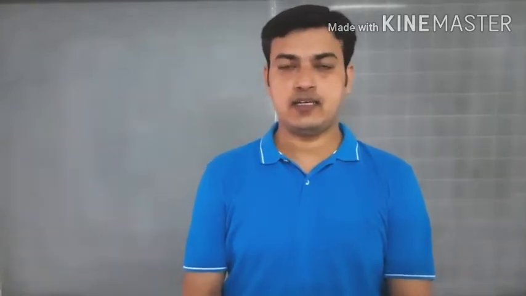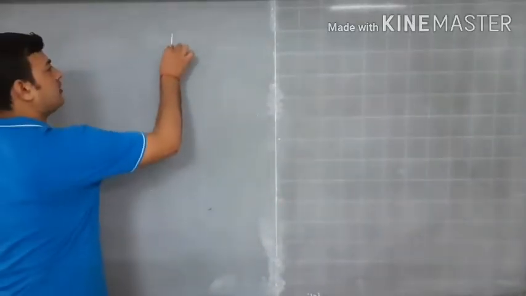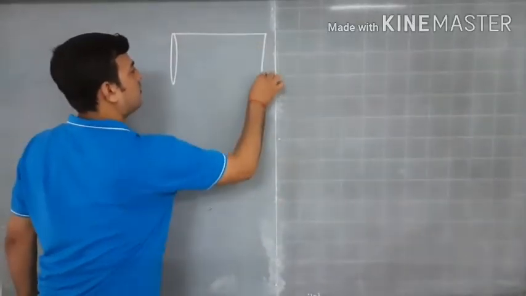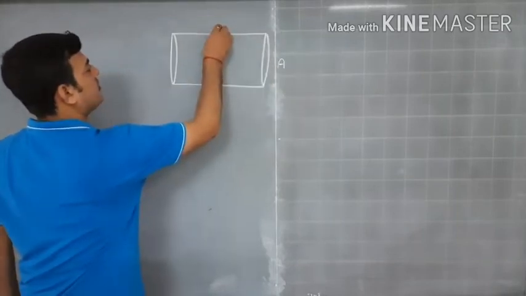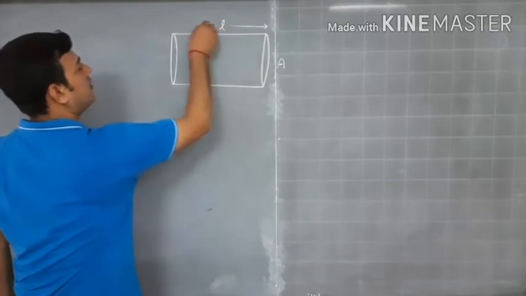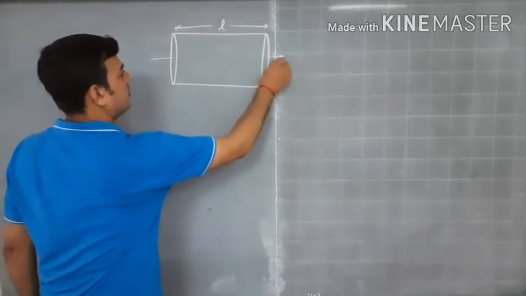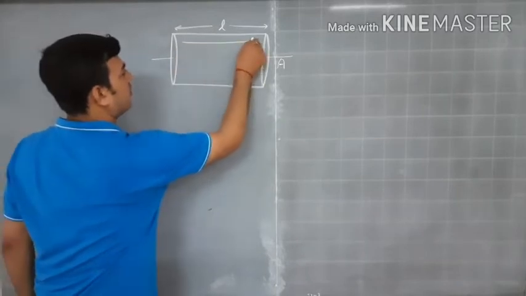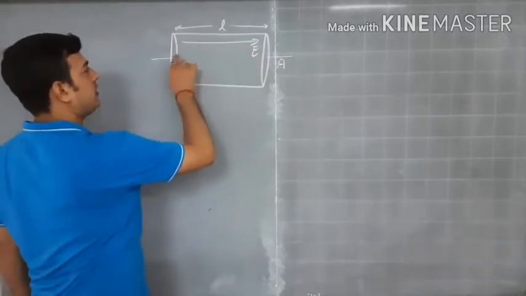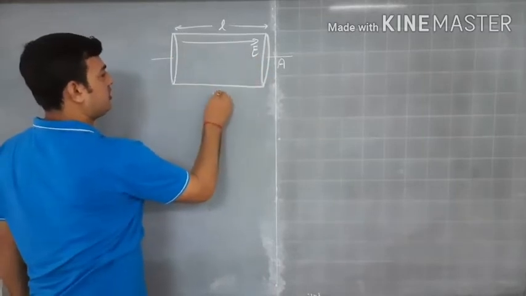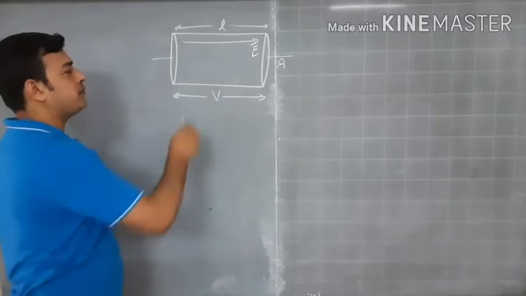So, let us start. Suppose that it is a conductor of cross-section area A and length L, and it is connected to a source of EMF which produces an electric field E between the ends of the conductor. The potential difference between the ends is V.